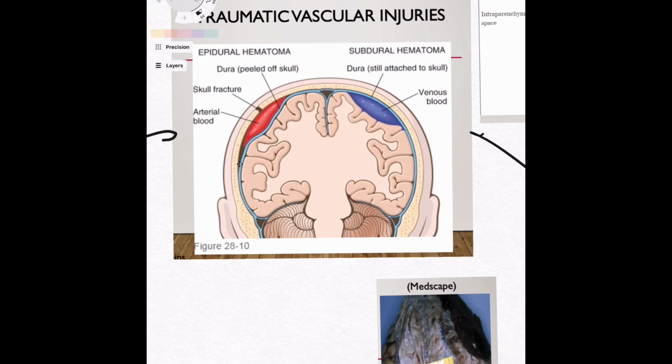And what happens is you have arteries that run in this area, specifically the middle meningeal artery in this case. So whenever you have a skull fracture, a piece of that skull bone can lacerate that middle meningeal artery, causing a bleed. And this presents very acutely because arteries have much higher pressure than veins. So that bleed can quickly progress and compress the brain, as you can see here.